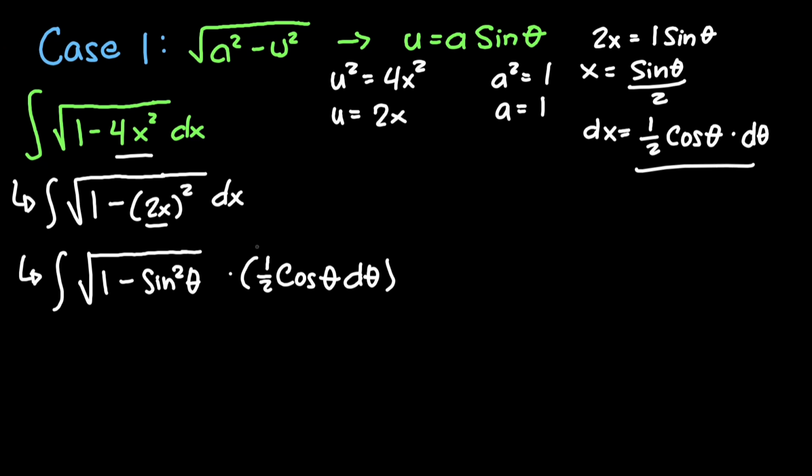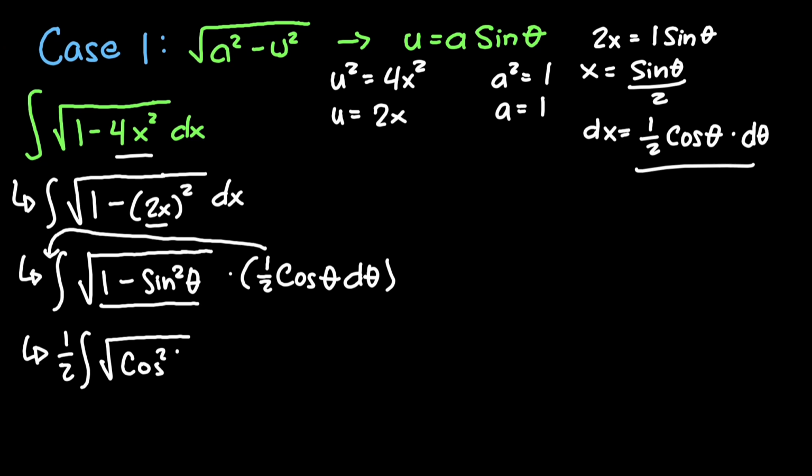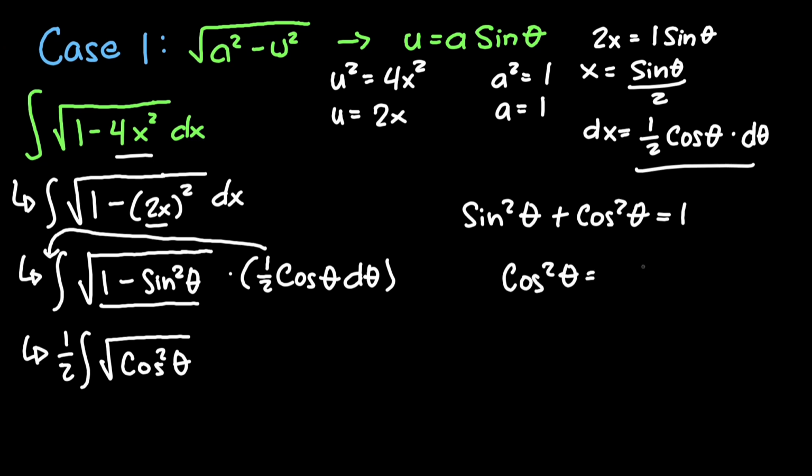And now let us start simplifying this integral. Put 1/2 outside the integral. And you can see here 1 minus sine squared of theta. This would be equal to cosine squared of theta because of the trigonometric identities. Sine squared of theta plus cosine squared of theta is equal to 1. And so by putting it in this form, cosine squared of theta would be equal to 1 minus sine squared of theta.